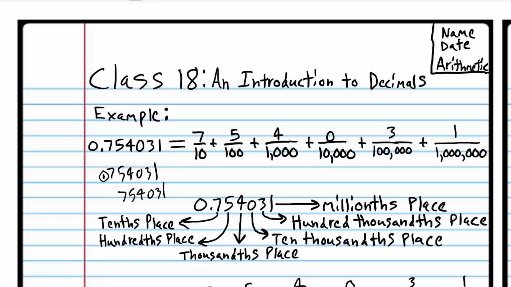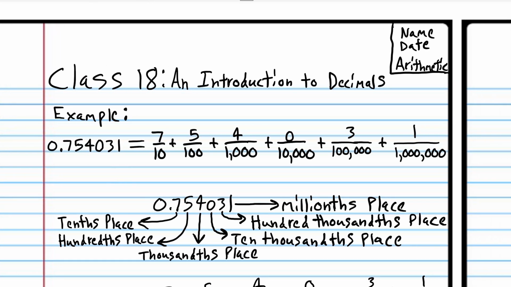So that's why we write that extra 0, so that we can just see the decimal better. You would never write 0.754031 with a leading 0 as a number. So when people see this 0, they know, oh, there must be a decimal there, or else the writer wouldn't put that 0 there. So that's what a decimal is.